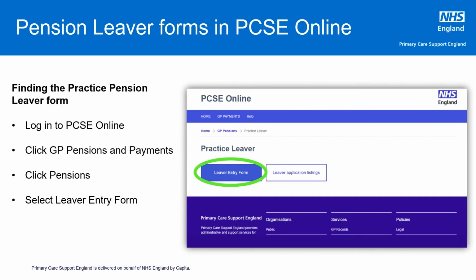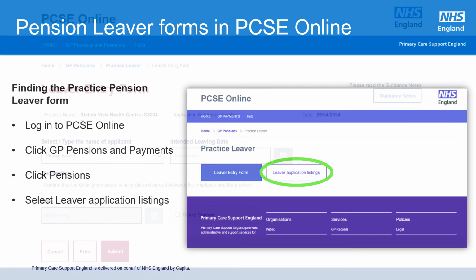To find the practice pension leaver form, log into your PCSE Online account, click GP Pensions and Payments, click Pensions, and then select Leaver Entry Form. On the same page, you also have the option to view previously completed leaver forms. Simply select Leaver Application Listings.